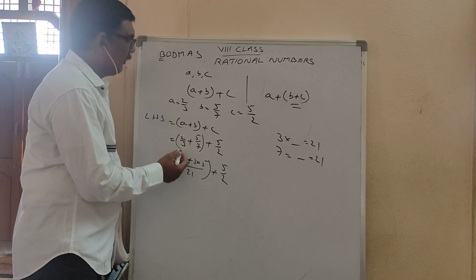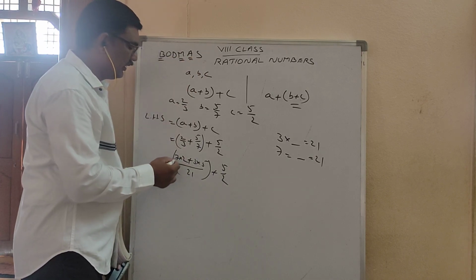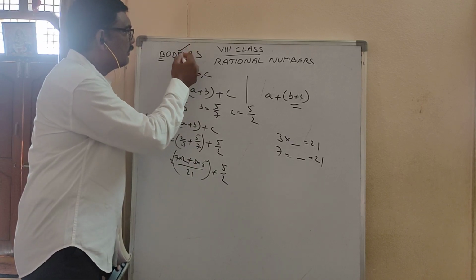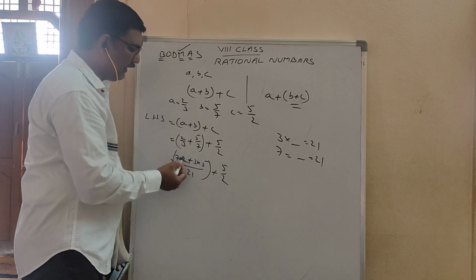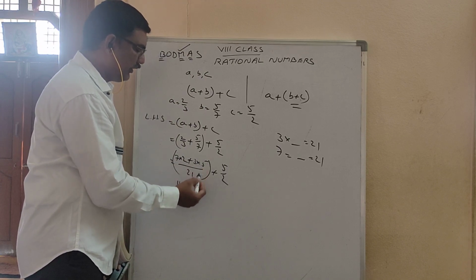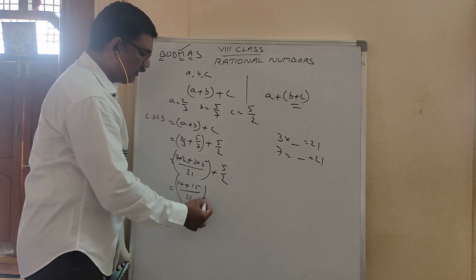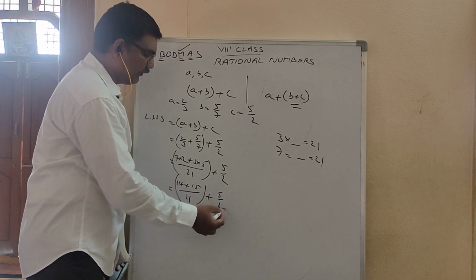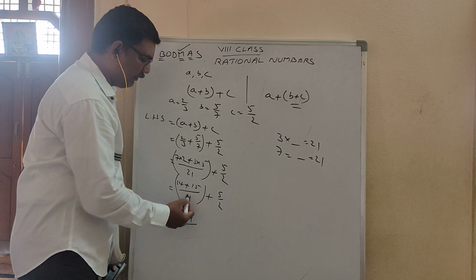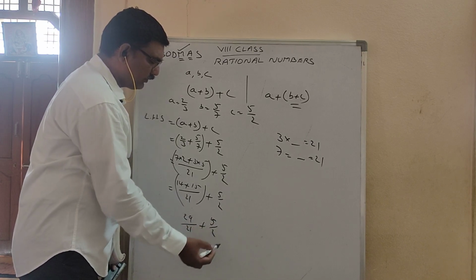Next, in BODMAS, first we should do multiplication or addition? You have to see. We should not perform addition here. First preference is for multiplication. 7 into 2, 14, plus 3 into 5, 15, by 21. You have to close the brackets, plus 5 by 2. Next, 14 plus 15 is how much? 29 by 21 plus 5 by 2.